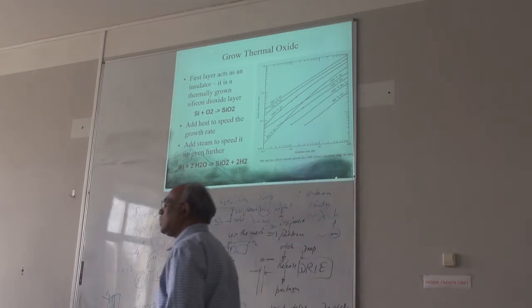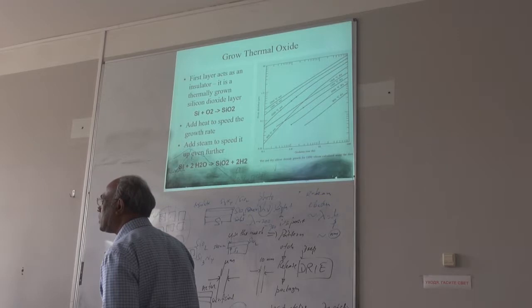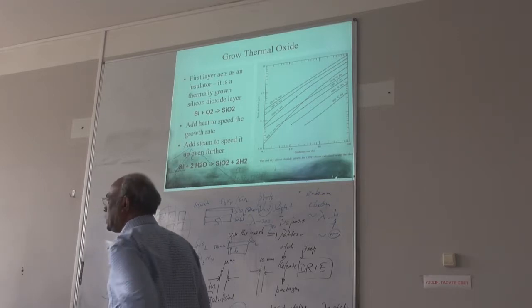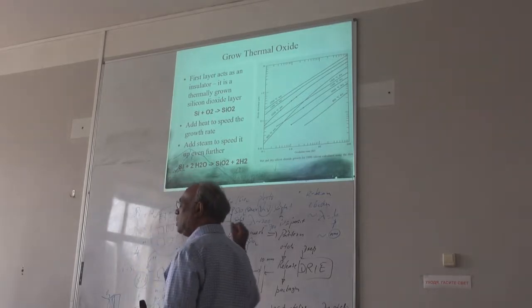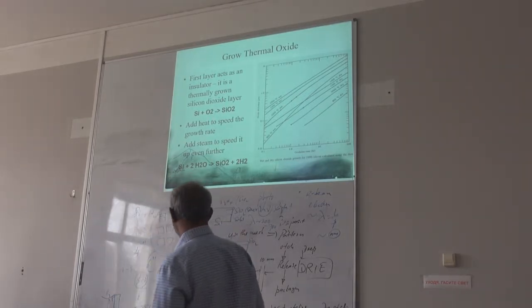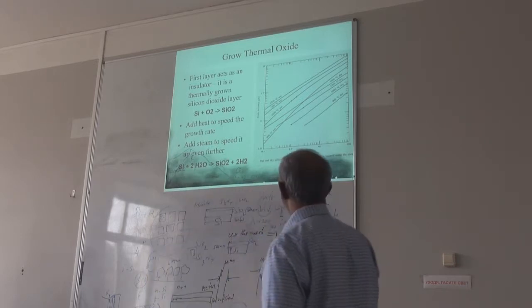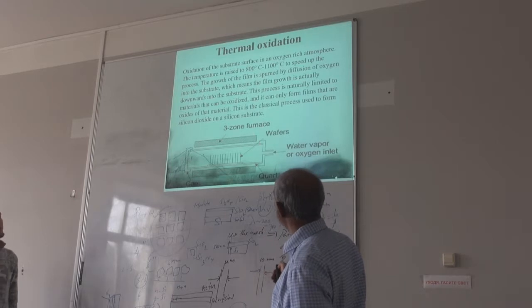And what is the source of silicon for growing the layer? The source is just oxygen gas. Oxygen gas, yeah. Or if you want, you can have steam, just water, at high temperature. Here, this is how you do it.